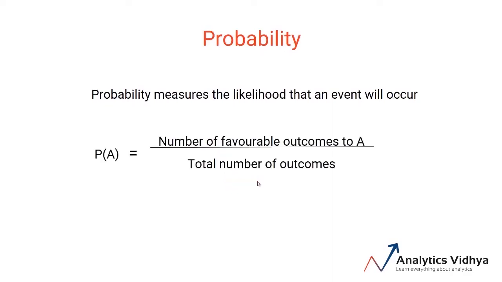The probability of any event is calculated in the following manner. We consider the number of favorable outcomes to that event, which is, let's say, A in this case, and we take the total number of outcomes, which is often called the sample space. So let's look at a few examples.